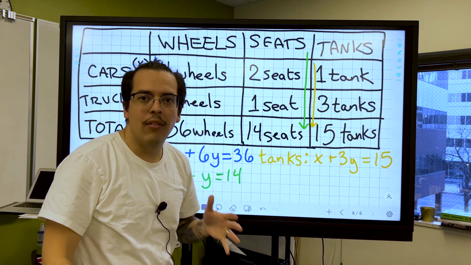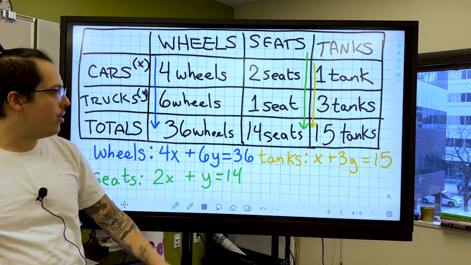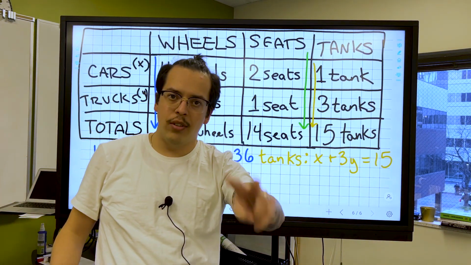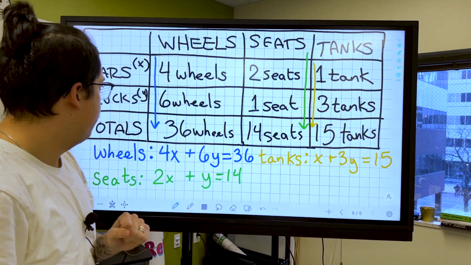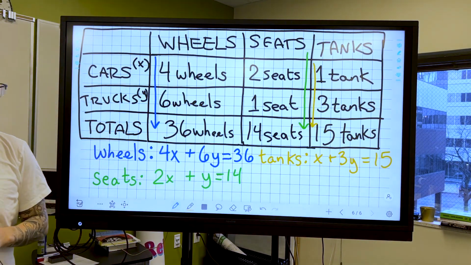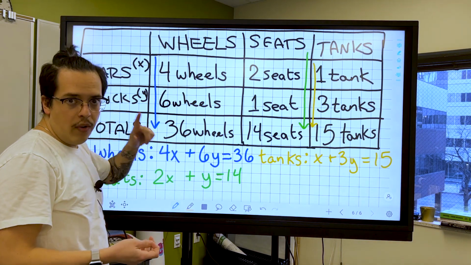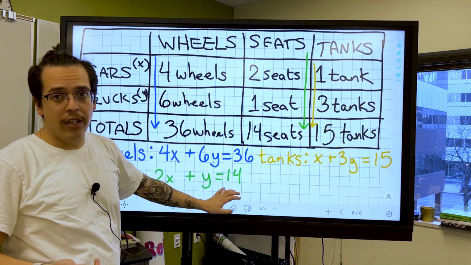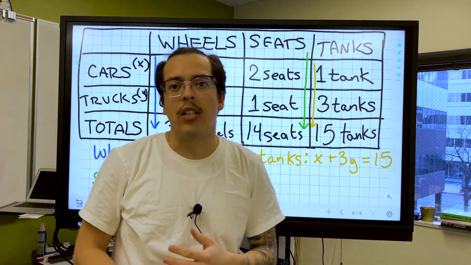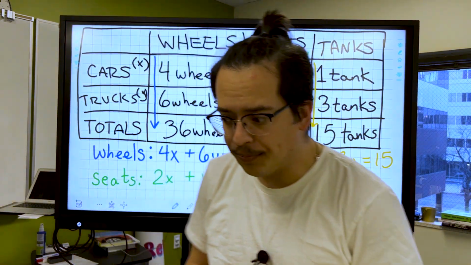And now we have ourselves a system of equations with 2 variables, 3 equations. One of our equations talks about how wheels are consumed. One of our equations talks about how seats are consumed. And the third equation talks about how tanks are consumed.